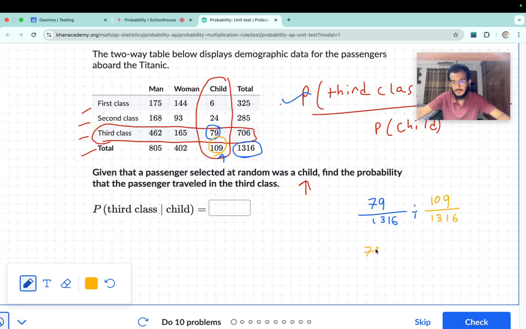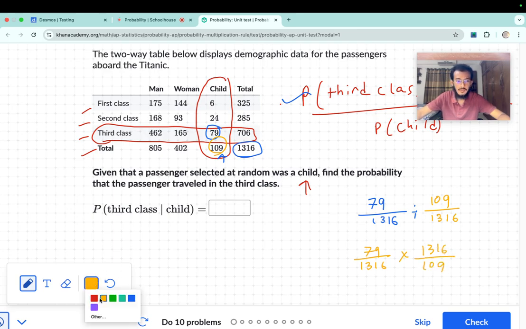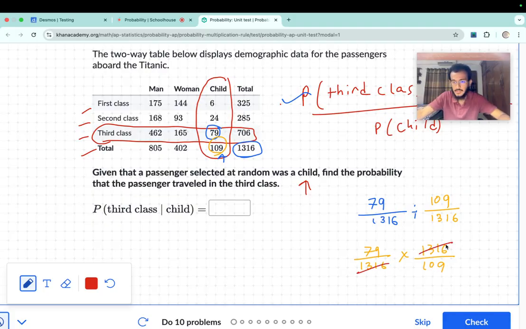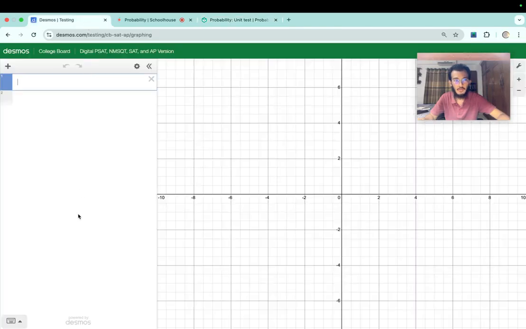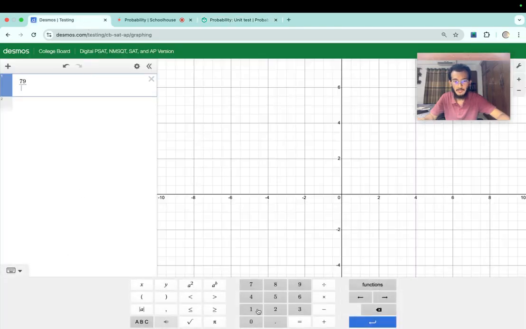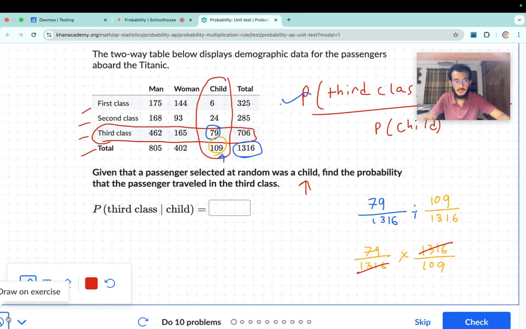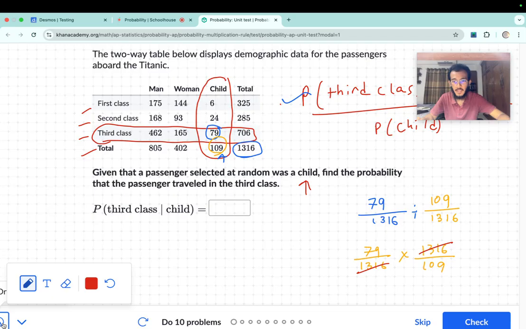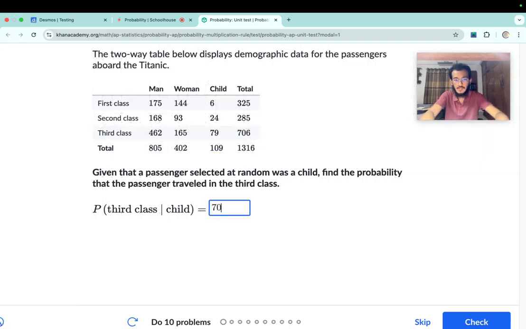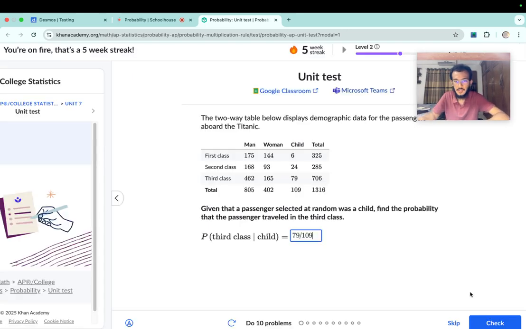So if you multiply 79 over 1316 by 1316 upon 109, because we're changing the sign from division to multiplication, the fraction gets reciprocated, so this thing gets cancelled out. We have 79 over 109. Let's see whether that can be simplified more or not. Okay, it doesn't, so our final answer is 79 over 109. Okay, let's check.